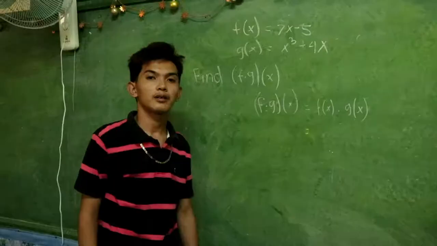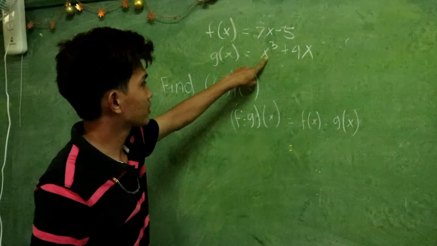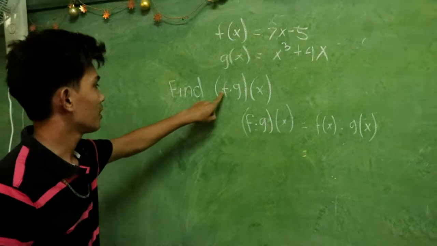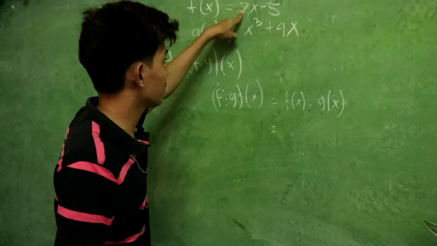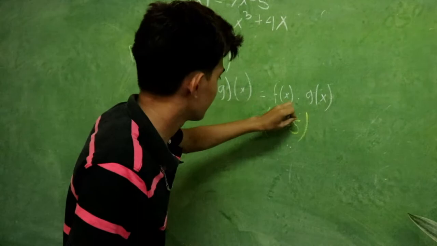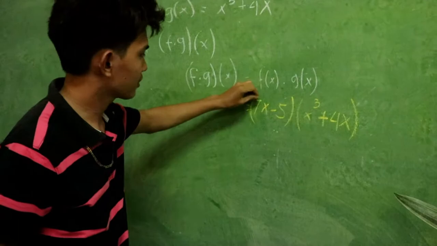Now let's learn how to multiply functions. f of x equals 7x minus 5, and g of x equals x cubed plus 4x. And so we will find f times g of x. So f times g of x equals f of x times g of x. So the f of x is 7x minus 5, and the g of x is x cubed plus 4x. So we will now distribute the 7x.